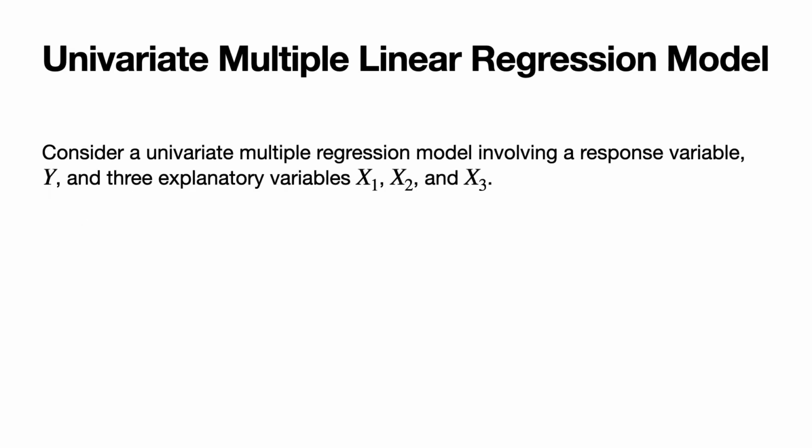Next, let's step up the complexity just a little bit and look at a univariate multiple linear regression model. And so you'll recall that a multiple regression model is a regression model that has more than one explanatory variable. And so consider a univariate multiple regression model involving one response variable, which we will denote by y, and three explanatory variables, which we will denote by x1, x2, and x3.